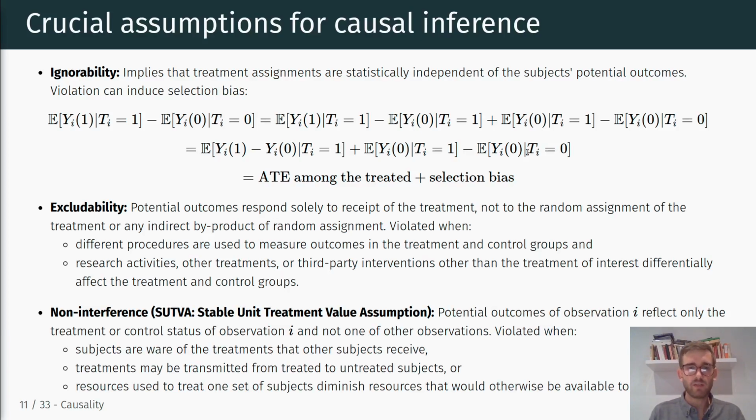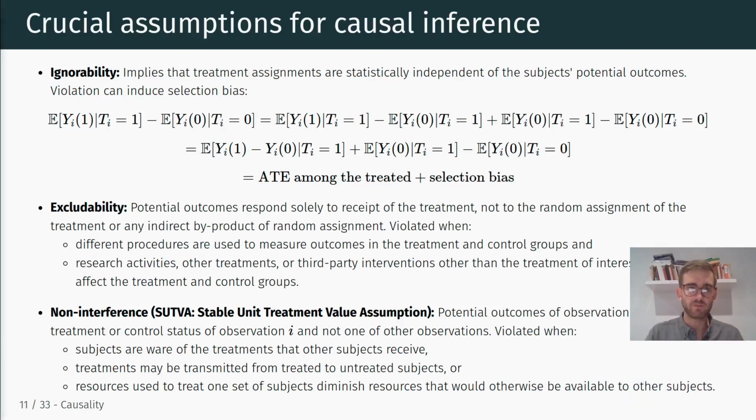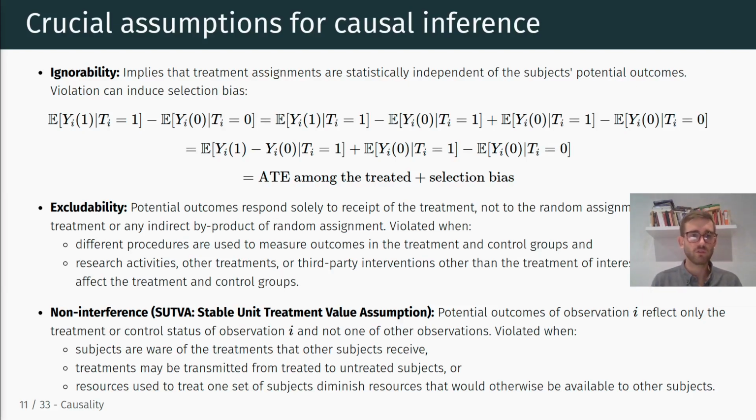And then lastly, we have the non-interference assumption, which is sometimes abbreviated as SUTVA, the stable unit treatment value assumption. This assumption describes that potential outcomes of observation i reflect only the treatment or control status of observation i and not the other observations. So this is violated when subjects are aware of the treatments that other subjects receive, for example, or when treatments may be transmitted from treated to untreated subjects, or if resources used to treat one set of subjects diminish resources that would otherwise be available to other subjects.